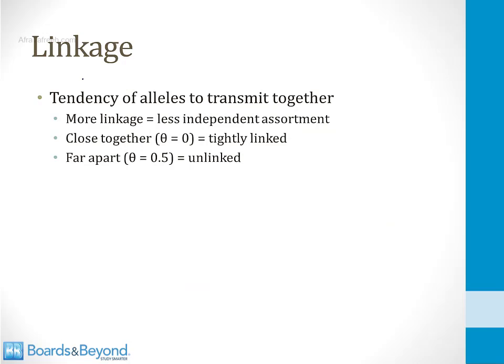This brings up an important term that we need to discuss, and that is the term linkage. This is the tendency of genes or alleles to transmit together. When alleles are more linked, they display less independent assortment. Genes that are close together that have a theta closer to 0 are said to be tightly linked. Genes that are far apart and have a theta closer to 0.5 are said to be unlinked.